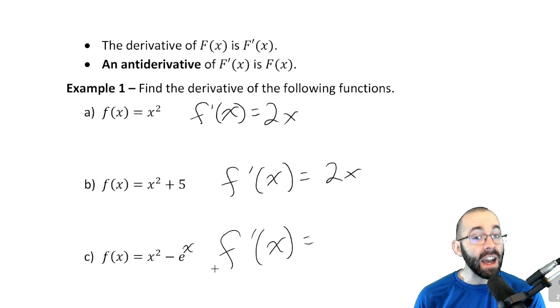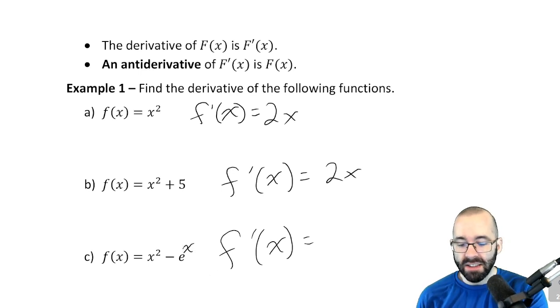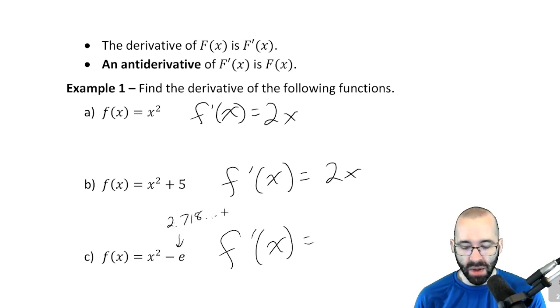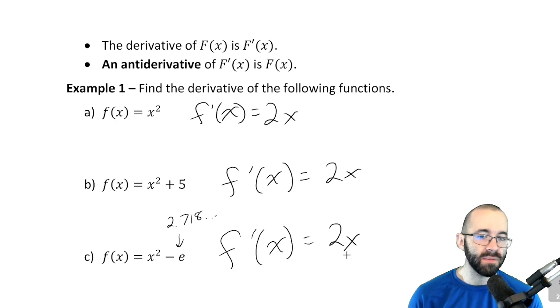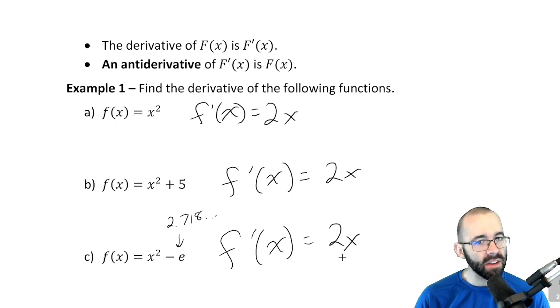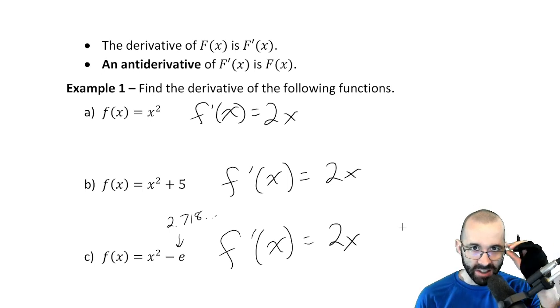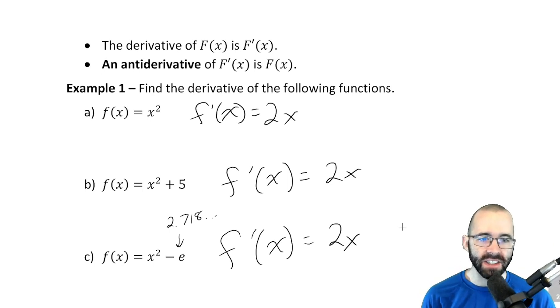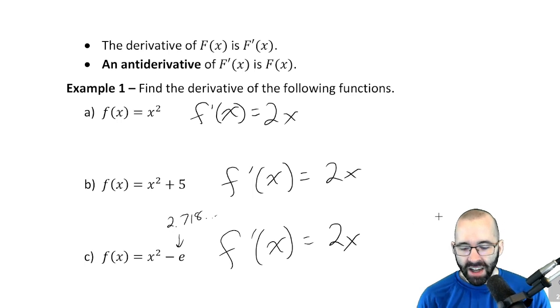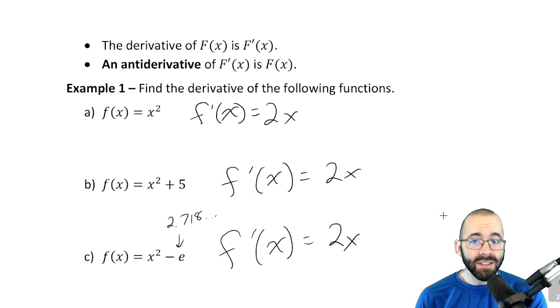If it were e to the x, the derivative of e to the x is itself, but e is just a number. That's just 2.71828, blah, blah, blah. The derivative of a constant is 0. So this is also just 2x. So even though there's a letter in there, it's still just a number. That's a sentence you can kind of only say in a math class or physics or some other science. Anyway, all of these functions have the same derivative.